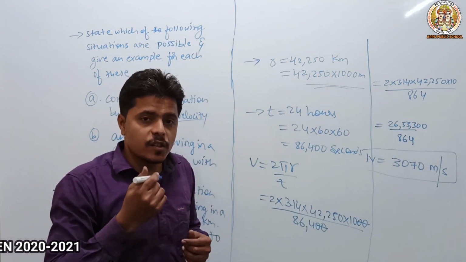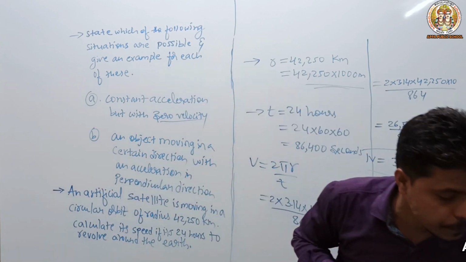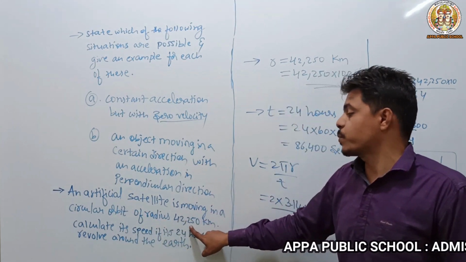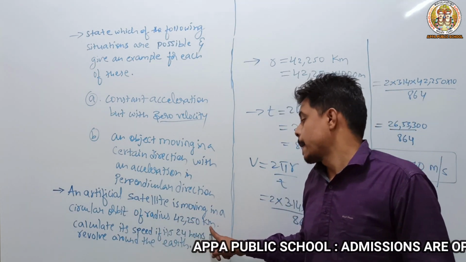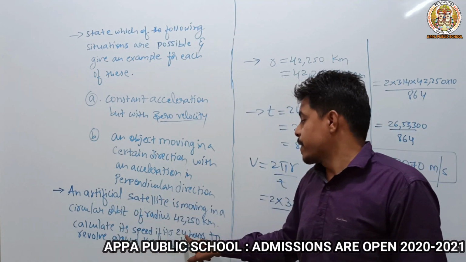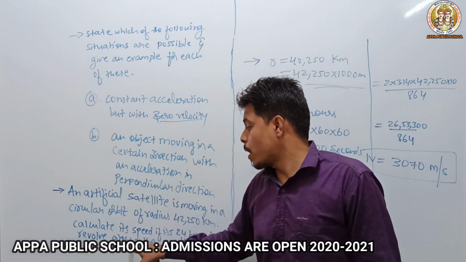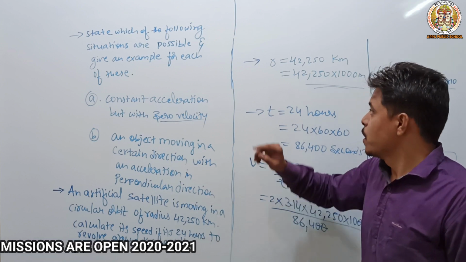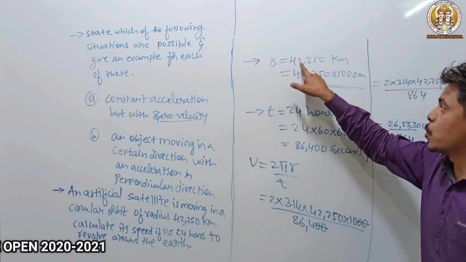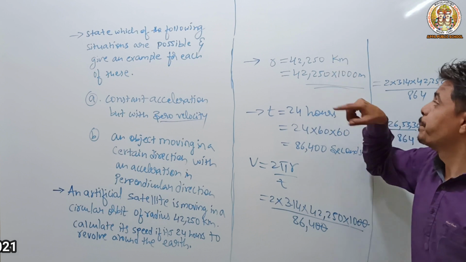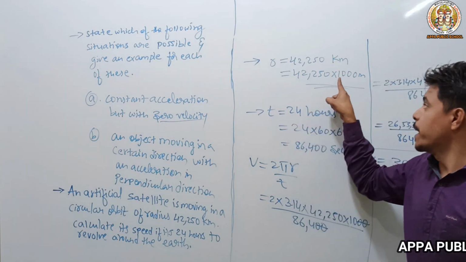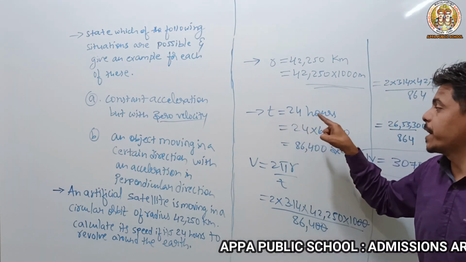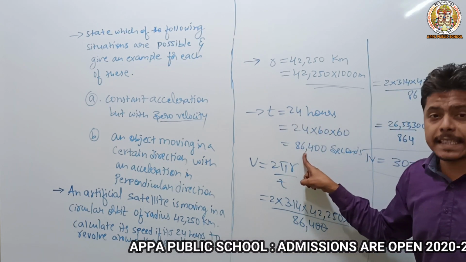Okay, so once more we will have a glance over this question. An artificial satellite is moving in a circular orbit of the radius 42,250 km. Calculate its speed if it takes 24 hours to revolve around the earth. So we have got the radius, we have got the time. So r is equal to radius is equal to 42,250 km into 1000, we have done to get it in meter. Then time is equal to 24 hours. We have converted it into seconds.